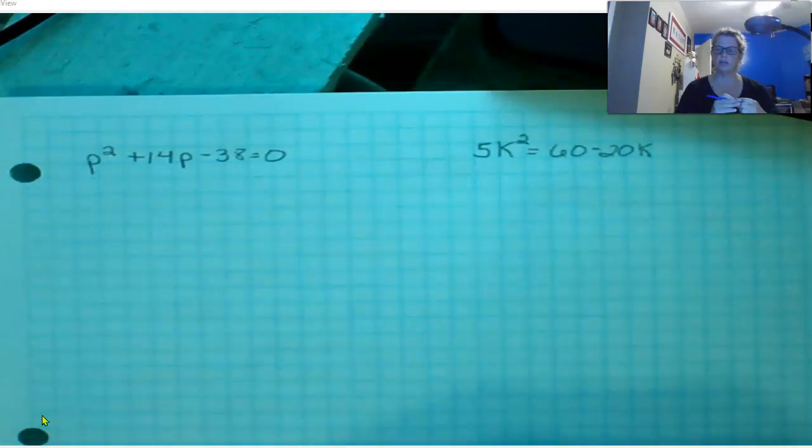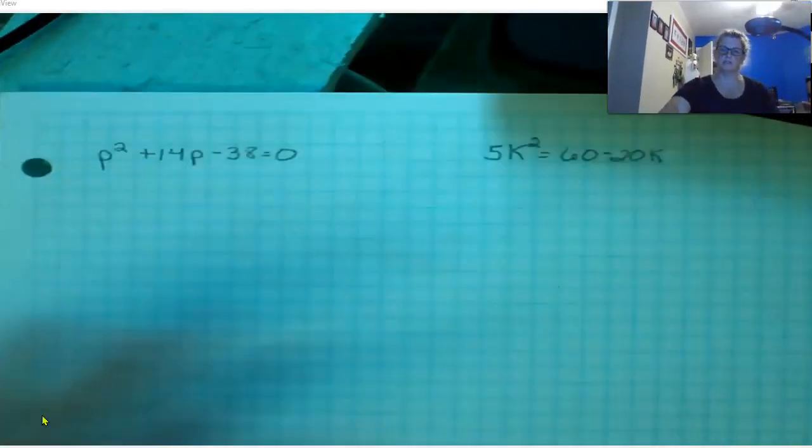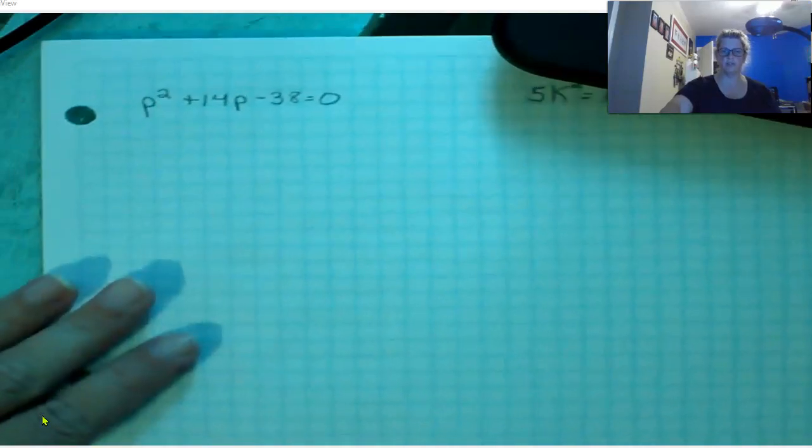What we looked at on Thursday was completing the square. Alright, so let's go over some of the things that we looked at, and then we're going to do two examples, two of which look different from each other. So we're going to start with this first one.